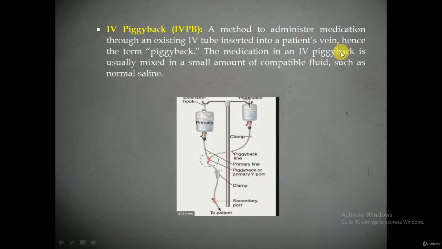So next we will see what is IV piggyback. It is also an administration of drug to the patient, but in this it consists of two bags like this. One is primary and another is secondary. The secondary bag is attached to the primary bag with the help of a clamp like this, and this is given to the patient to treat a condition or disease, and it is given intravenously, that is through veins. So it is also the administration of drugs, but it consists of two bags.